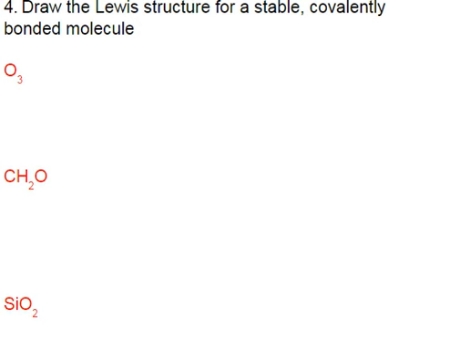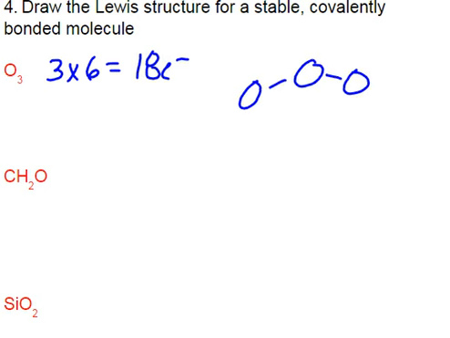Well, it goes back to that first example we did. Count up your valence electrons. So there's 3 oxygen, each with 6 electrons. I've got 18 electrons to get all 3 oxygen stable. So put 1 oxygen in the middle, attach the other 2 with single bonds, and see if you have enough electrons to get all 3 atoms happy.